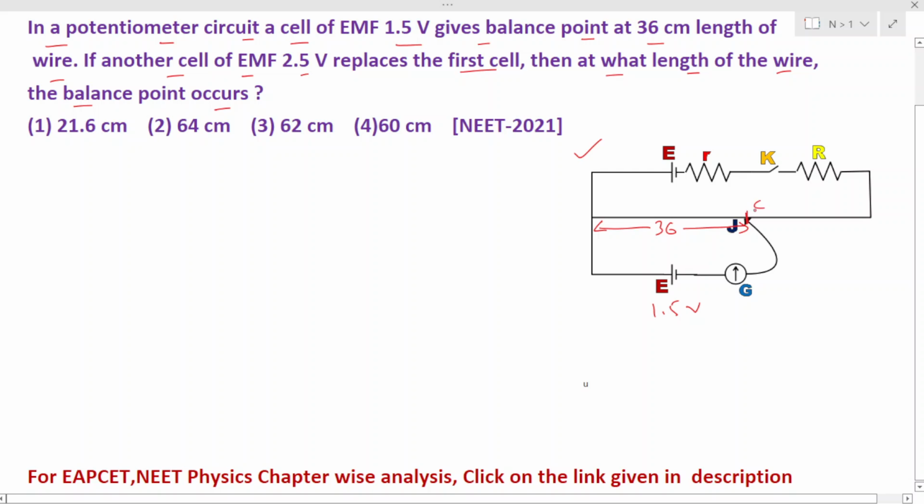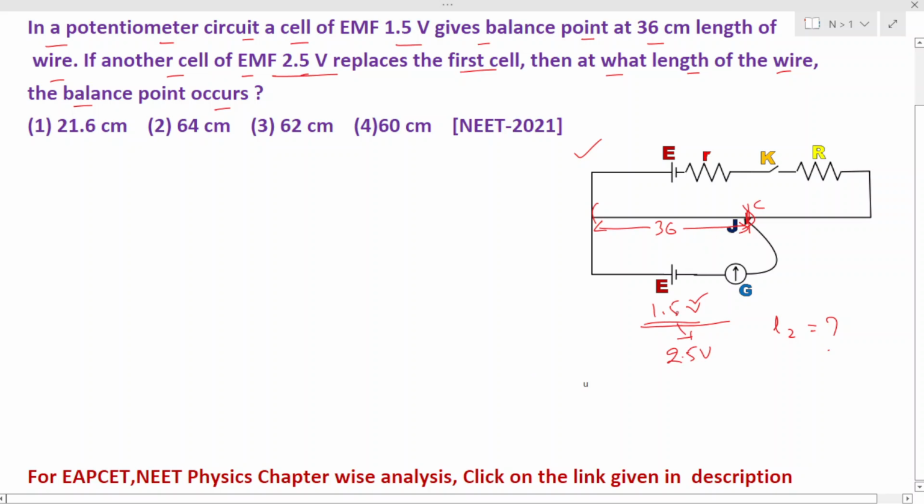Let me take it as C. Now what did he do? He replaced this 1.5 volts with 2.5 volts. Now what is the new balancing length? L2. Now if you think about 1.5 volts, since this is the balancing point, that means for 1.5 volts in the secondary circuit, the potential drop across this is equal to 1.5.